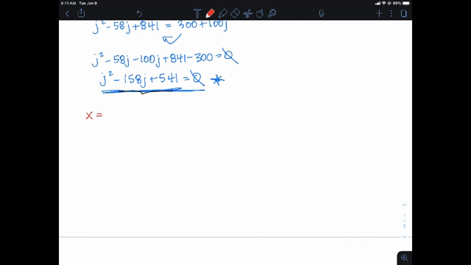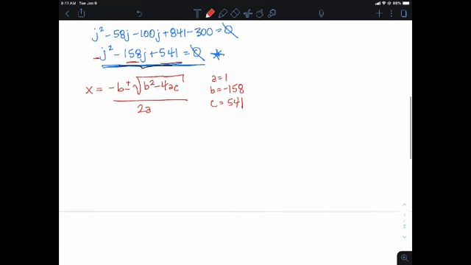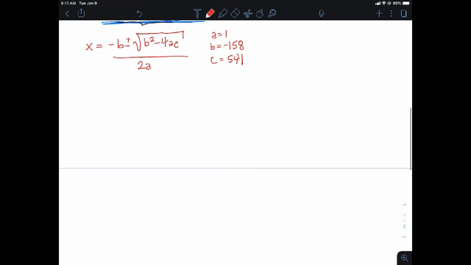So x is going to be equal to negative b plus or minus the square root of b squared minus 4ac, and I'm just copying this off of our data sheet, so remember you have it in your data sheet or in the work for chapters 3 and 4 on quadratics. So given my particular equation, my value of a is 1, b is negative 158, and c is 541. That's what I need to know to solve this quadratic equation.